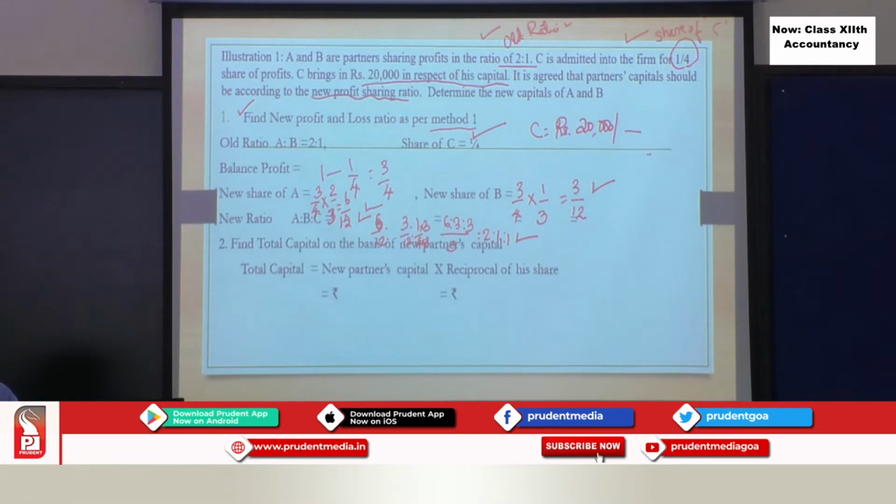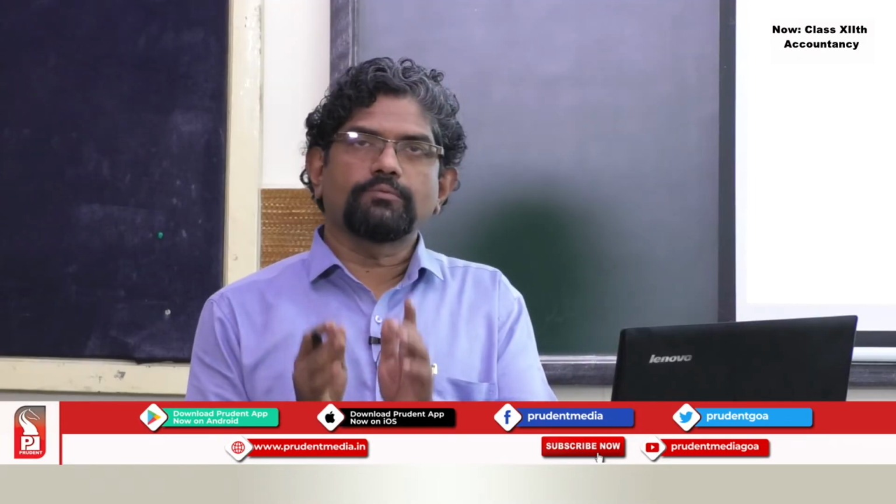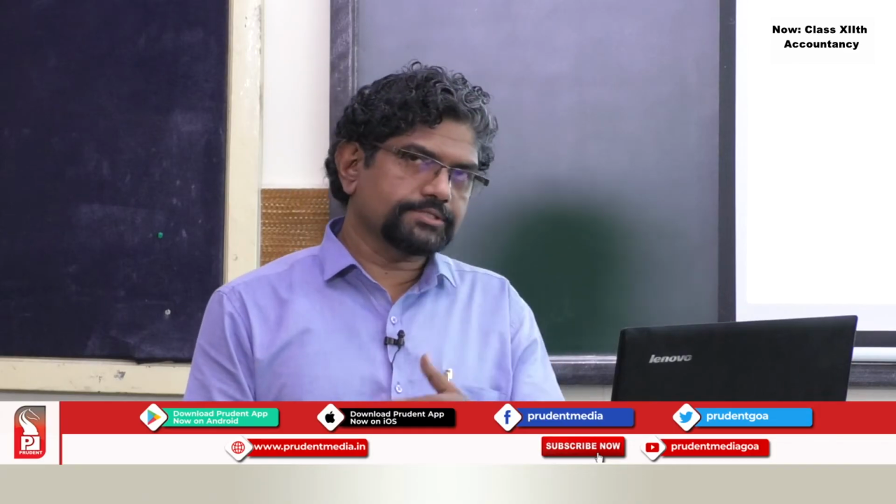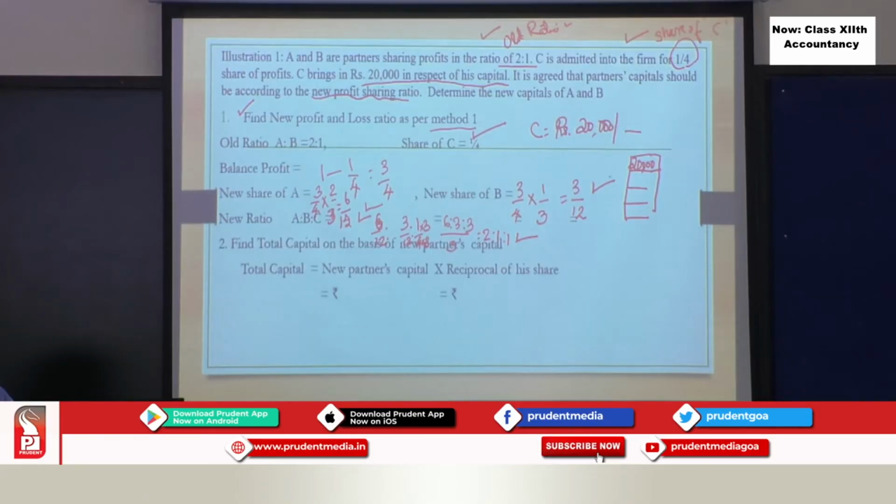Suppose we divide the total capital into four parts: 1, 2, 3, and 4. C is given 1 out of 4, and that is 20,000. So if C's 1 out of 4 is equal to 20,000, what would be the total capital? The second part also will be 20,000. Third part also will be 20,000. Fourth part also will be 20,000. So the total capital will be the total of all this.